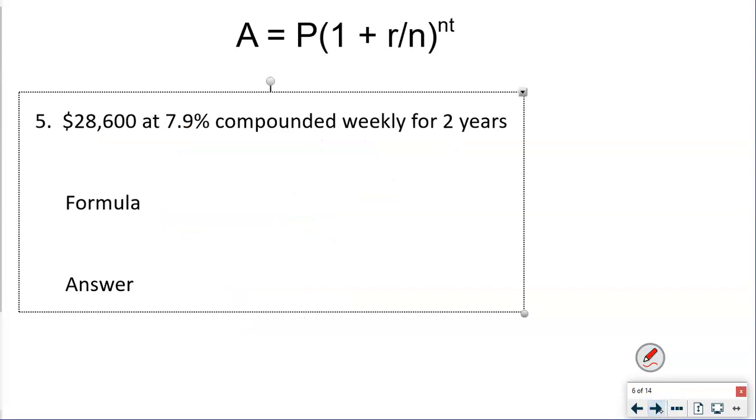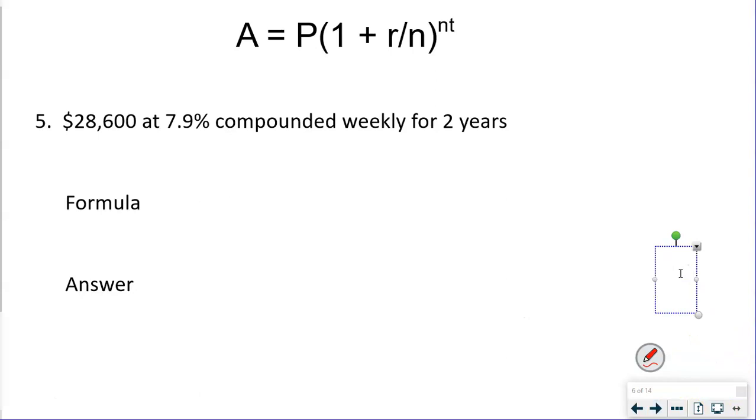Okay. So here we go again. This one is the same. So we got our P here, P there, rate of interest there. Weekly means there's 52 weeks in a year, so that's going to be n is equal to 52, and then this is going to be t is equal to 2.